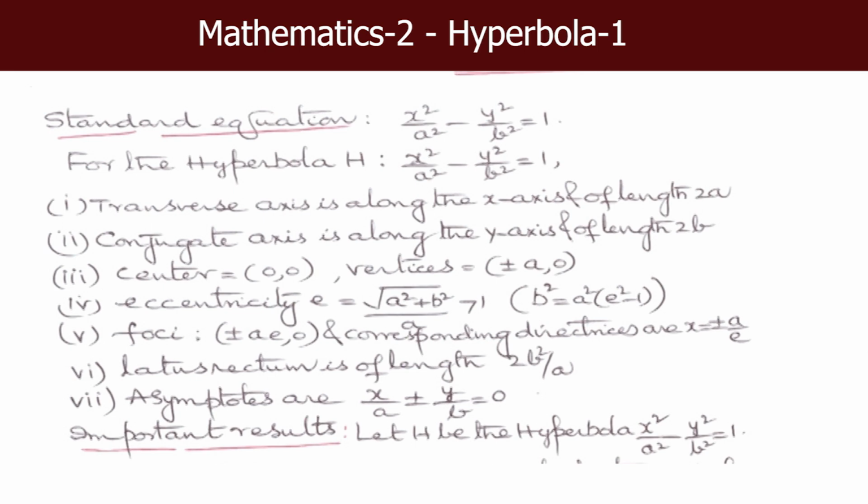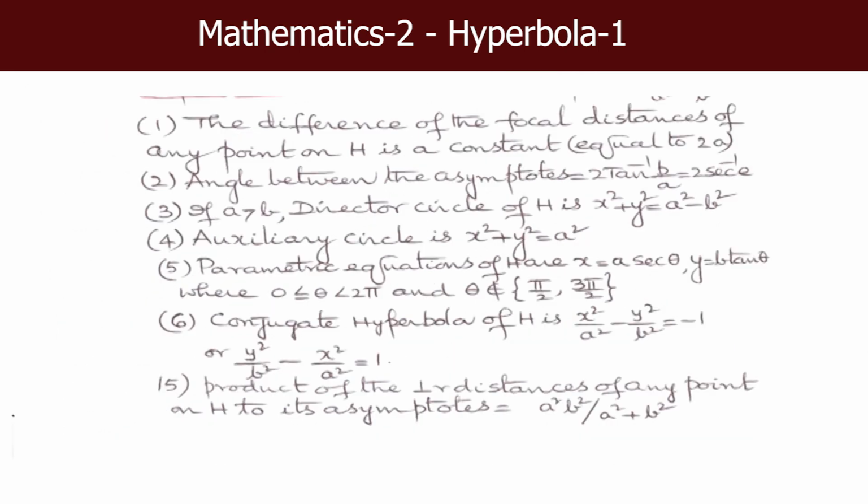Suppose I denote by H the hyperbola x square by a square minus y square by b square equal to 1. In the case of ellipse, the sum of the focal distances of any point on the ellipse is a constant, that is always equal to the length of the major axis. And here the difference of the focal distances of any point on the hyperbola is always a constant, that is equal to 2a, which is the length of the transverse axis. And then the angle between the asymptotes, x by a plus or minus y by b equal to 0.